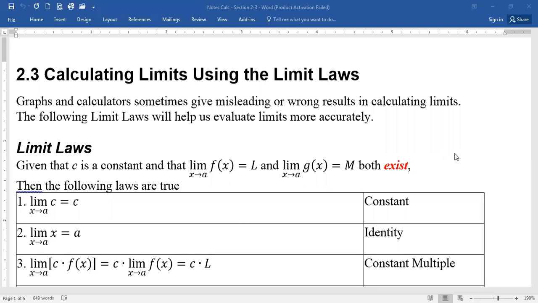Okay, so now we're finally getting to what I wanted to do the first time. Calculating limits using limit laws. So, graphs and calculators can help us out, but sometimes they're misleading, okay? And sometimes we get wrong results in calculating limits. So it's good to be able to solve these algebraically. Oops, I don't think I shared my screen yet.